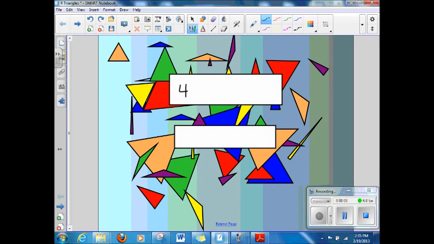Lesson 4 of geometry. Lesson 4 is on triangles. And you probably guessed that by looking at the background. Oh, I see there's a bunch of different triangles there. Yes, and we are going to learn about 4 different triangles today.